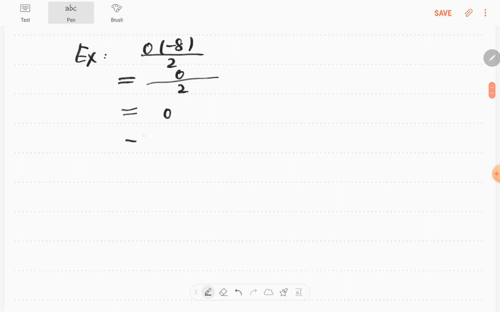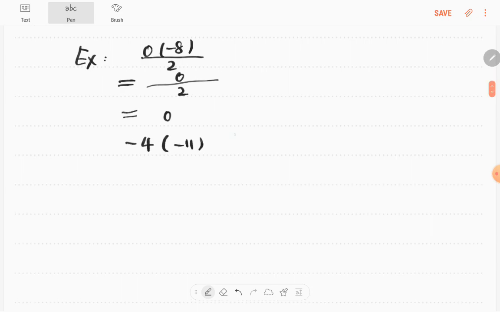Let's check another one. So first we should do the multiplication, right? From left to right. So this part, negative times negative, we will get positive. 4 times 11, we will get 44. After that, we still need to do the multiplication. This time is positive 5 times negative 2. We will get a negative number. 5 times 2 will get negative 10.